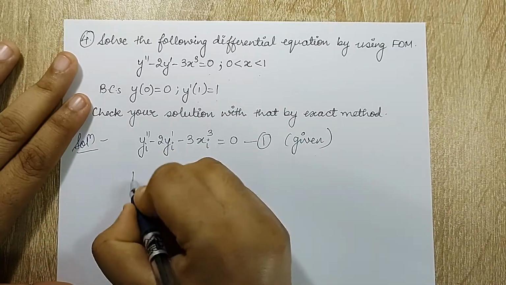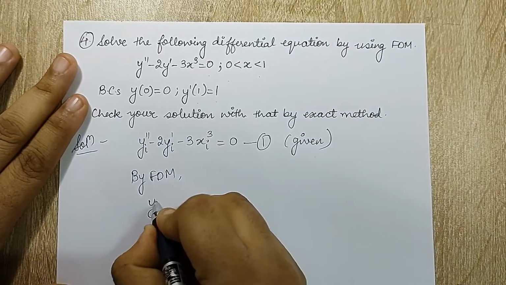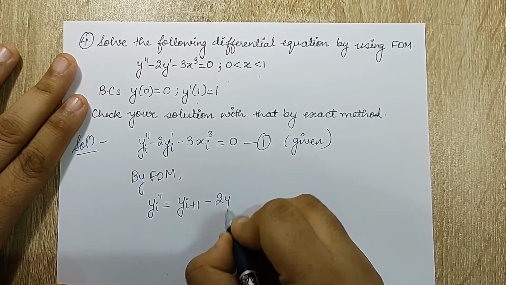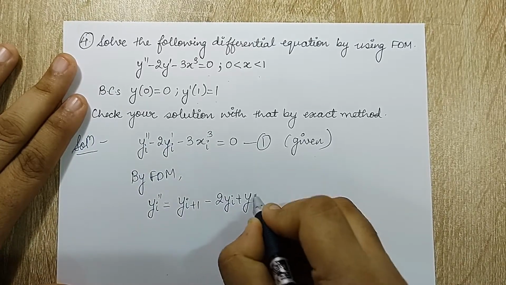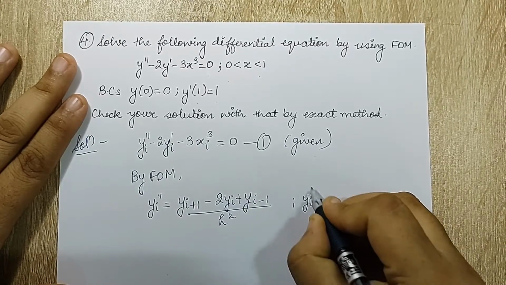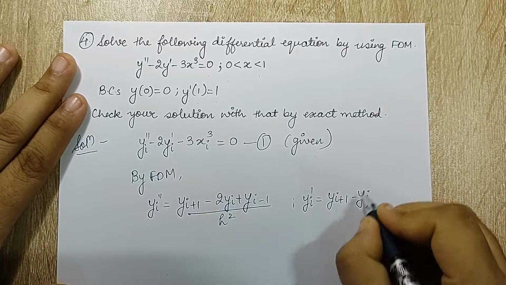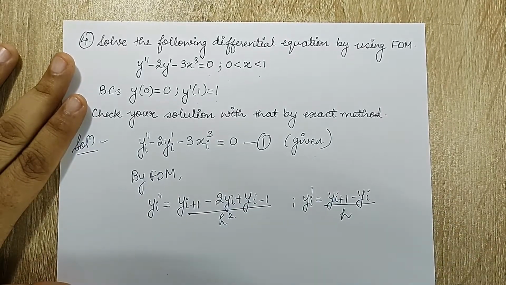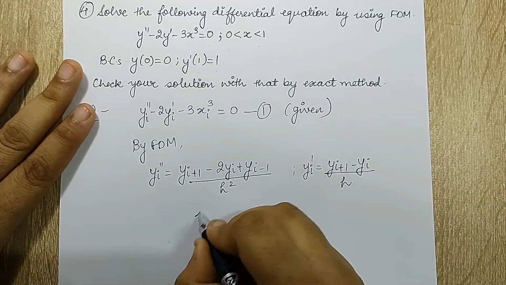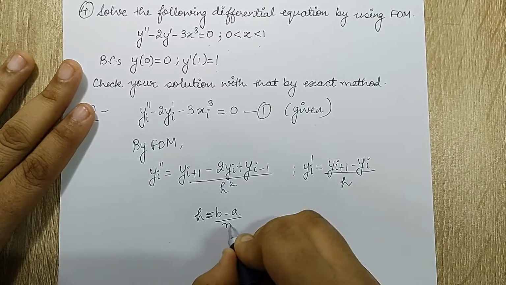FDM method. So I'll write down by FDM, I have yi double dash is equal to yi plus 1 minus twice yi plus yi minus 1 upon h square. Also yi dash is equal to yi plus 1 minus yi upon h. So this is another equation that I am going to use. Now I need to calculate the value of h, which has a formula b minus a upon n.